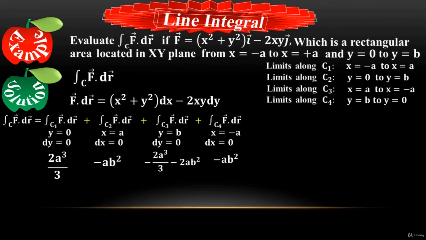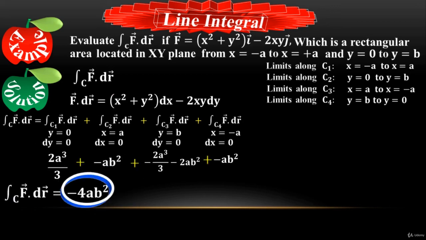Now I have all the values for C1, C2, C3 and C4. Let me add them to have the final value, which is minus 4ab squared. This is the final value of the line integral for that rectangular area.